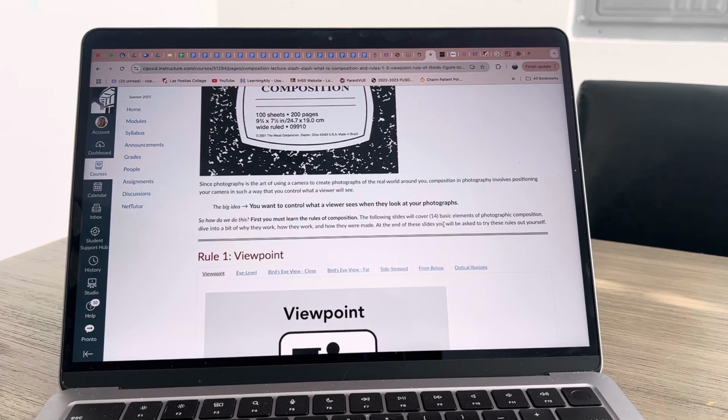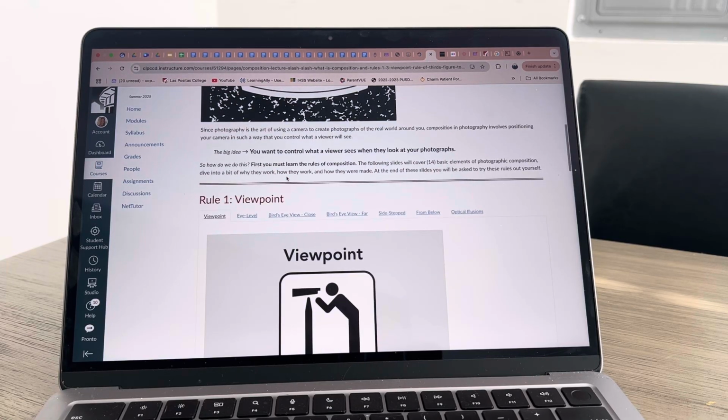Since photography is the art of using the camera to create photographs of the real world around you, composition in photography involves positioning your camera in such a way that you can control what the viewer will see. The big idea: you want to control what a viewer sees when they look at your photographs. So how do we do this?